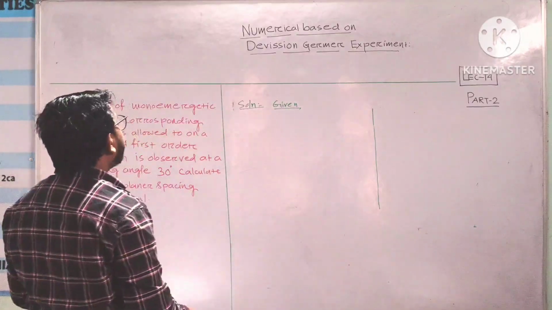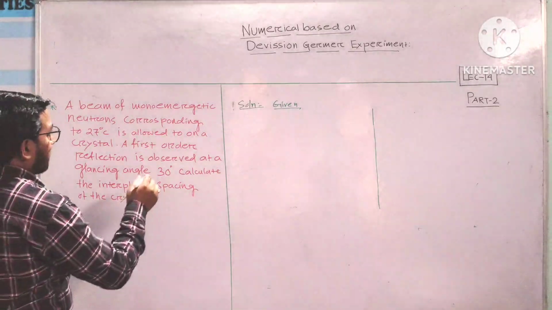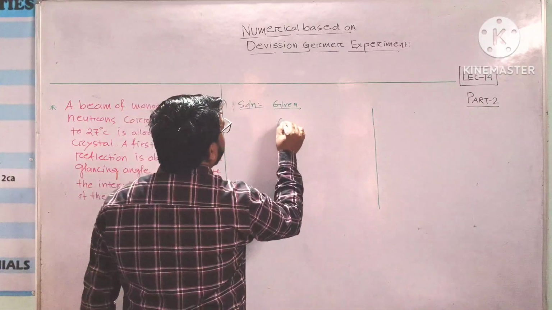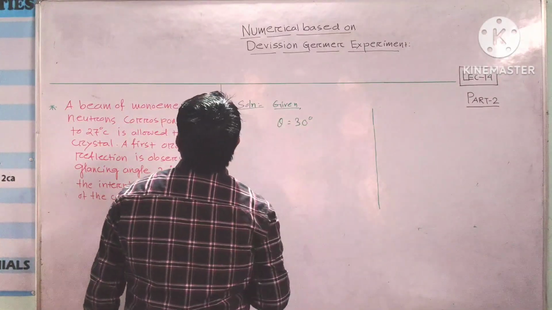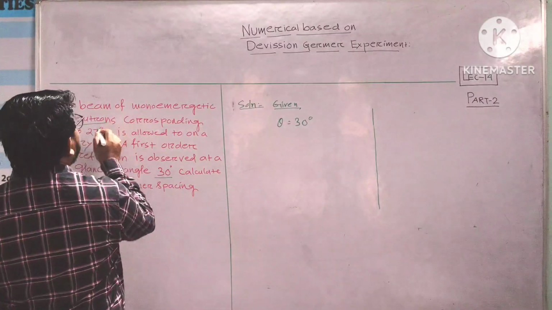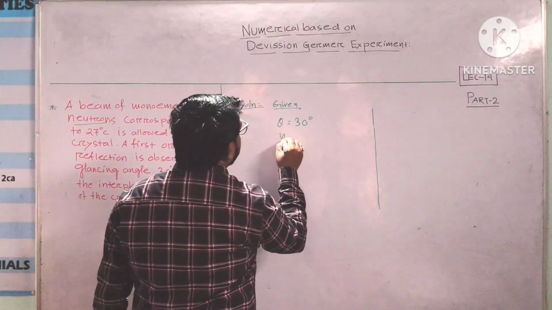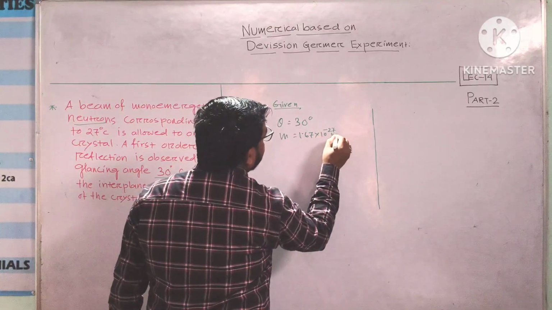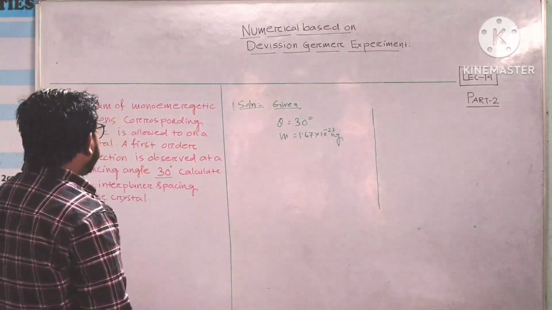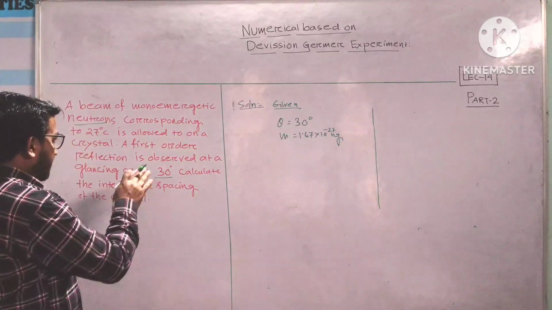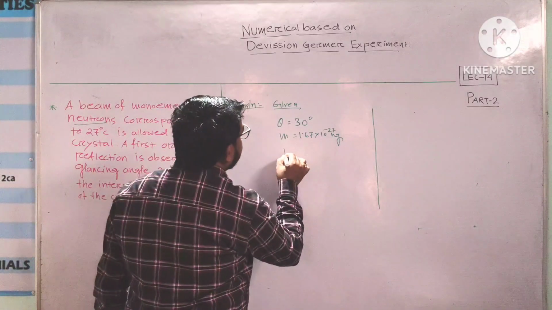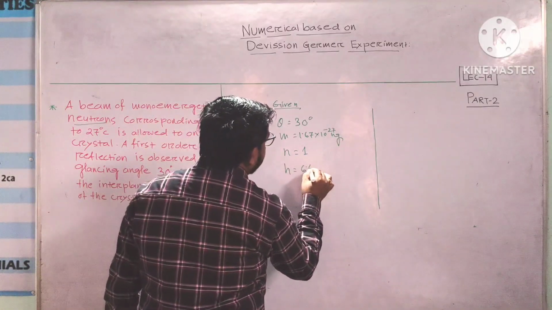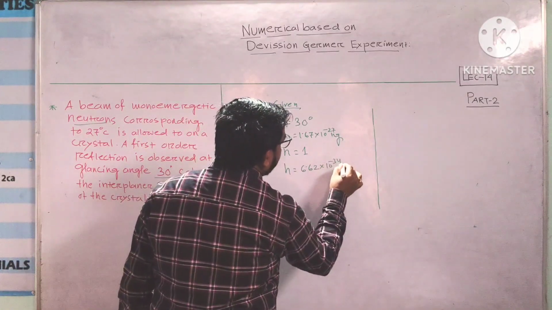The information of this question: glancing angle is 30 degree, so theta equals 30 degree, and the particle is neutron. This is clear, so mass of neutron equals 1.67 into 10 to the power minus 27 kg. And a first order reflection, so integer number n equals 1. And Planck constant h equals 6.62 into 10 to the power minus 34 joule second.